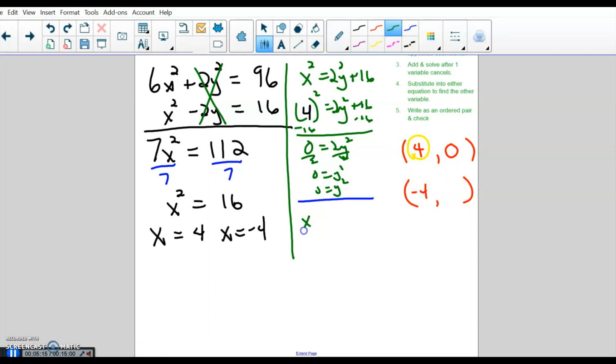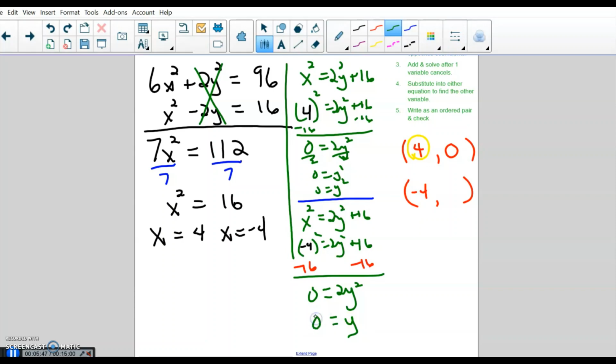And so then x squared equals 2y squared plus 16. We'll do that again. We use the negative 4 this time. So negative 4 squared equals 2y squared plus 16. And this is going to do the exact same thing. So I'm going to subtract 16. 16 minus 16 is another 0. So when all that is said and done, it gives us another 0. So that is the elimination method for solving systems.